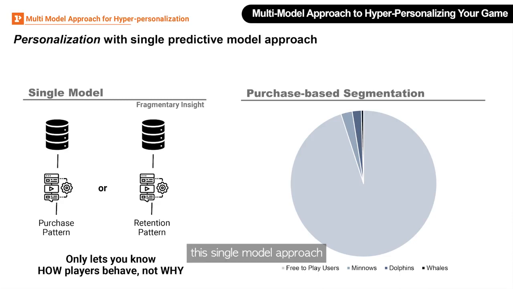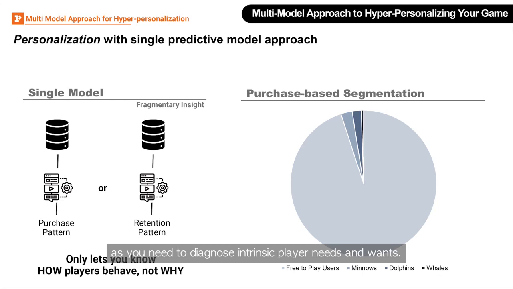However, this single model approach has apparent limitations. It only lets you know how players behave or the expected result of their behaviors, not why they behave in a certain way. But to provide hyper-personalization, understanding why is crucial, as you need to diagnose intrinsic player needs and wants.